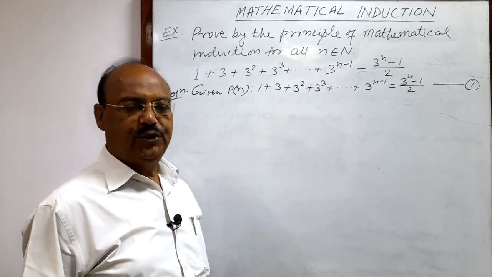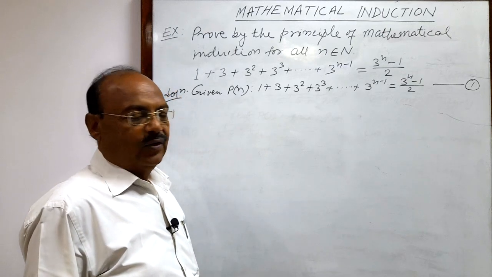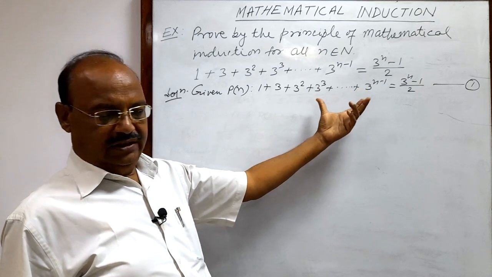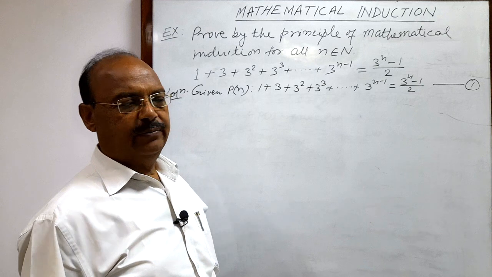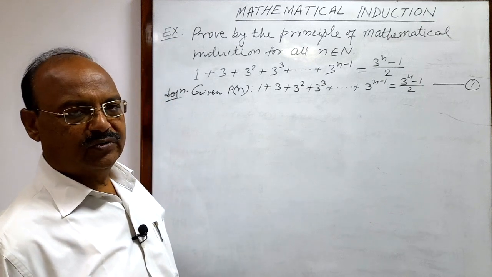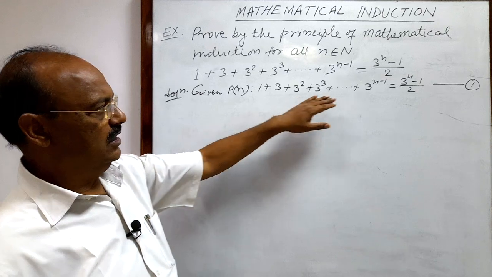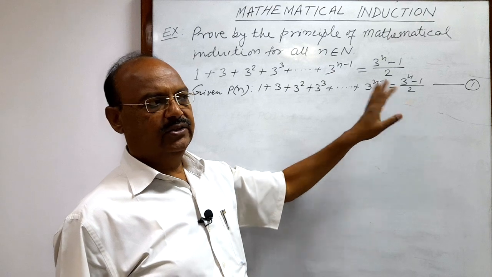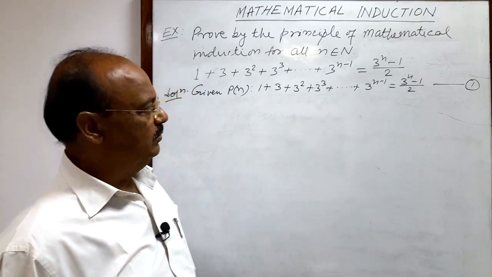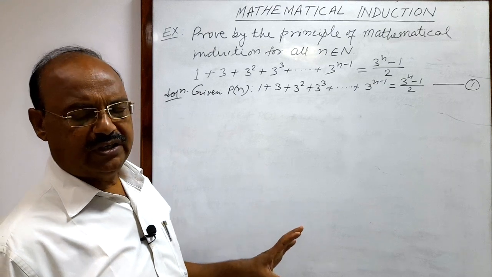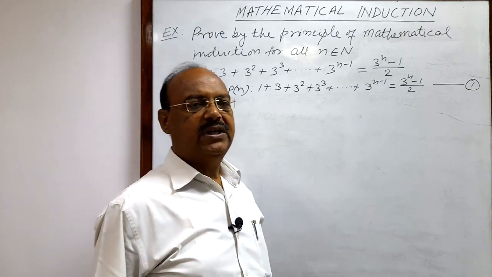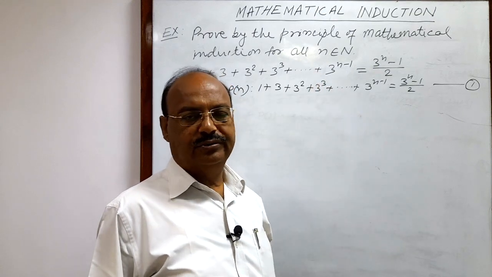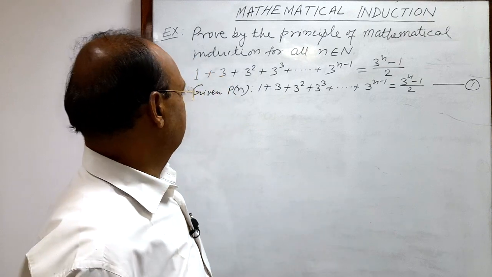Second step, you have to assume that PR is true. We will put n is equal to R, get the expression, and assume that it is true. And the third and last step, you have to show that PR plus 1 is true, meaning we put n is equal to R plus 1 and show that LHS is equal to RHS. So only 3 steps are there, and after completing all these steps we will write one line at the end: therefore by the principle of mathematical induction the statement Pn is true for all n. Okay, so now let us start.